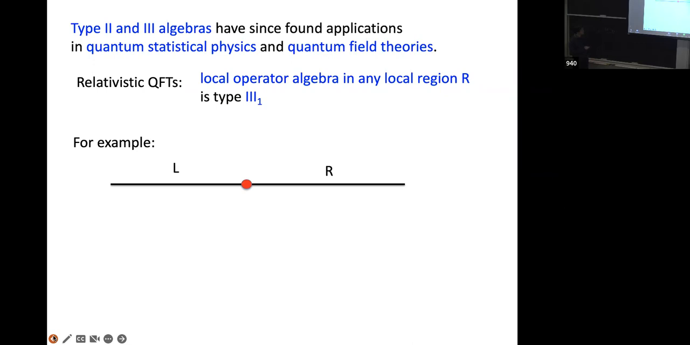Say this is just one spatial dimension. Sorry, can you define what local region means? It's just what we normally mean. A quantum field theory in a circle. The circle is definitely local because it's finite volume. It's a continuous subregion of a circle. But why not the circle? Taking the full circle, you just have the full operator algebra, which is type 1.